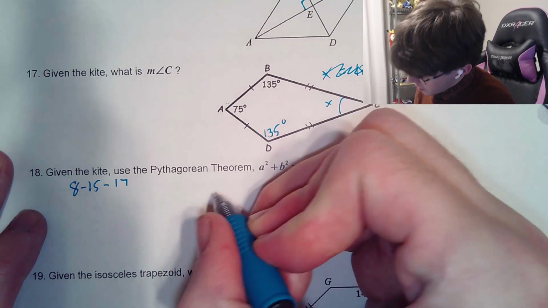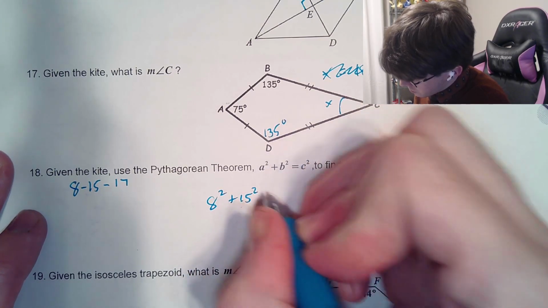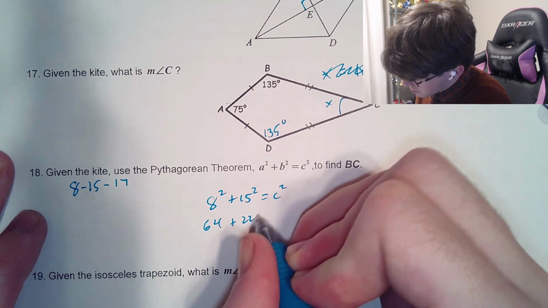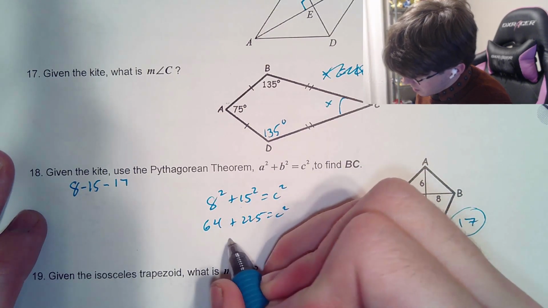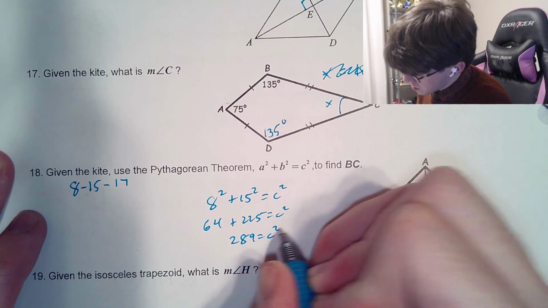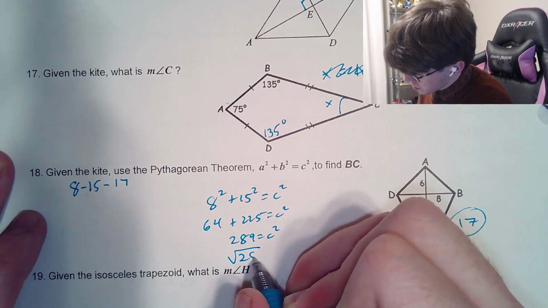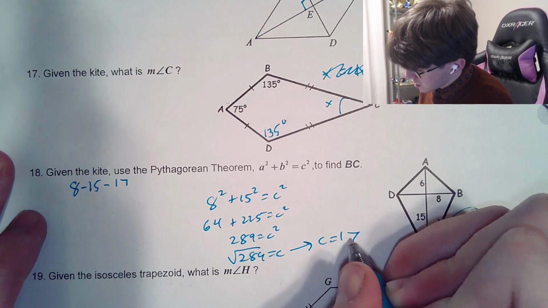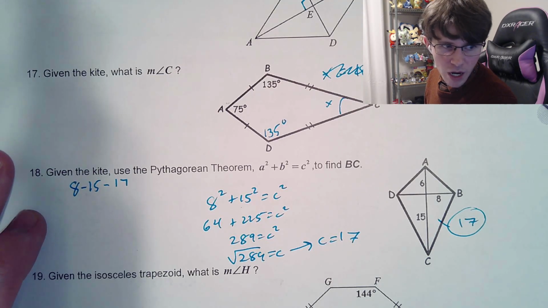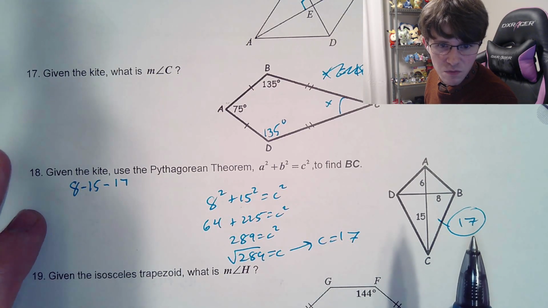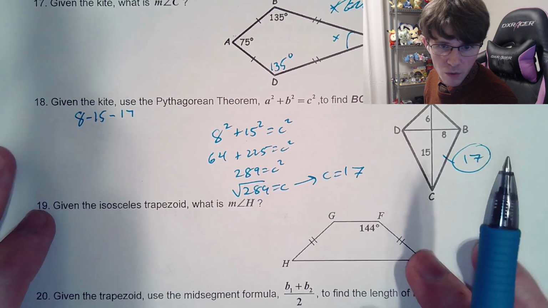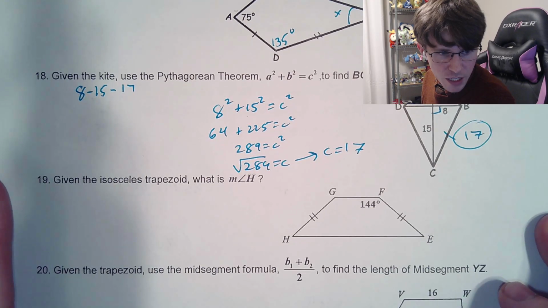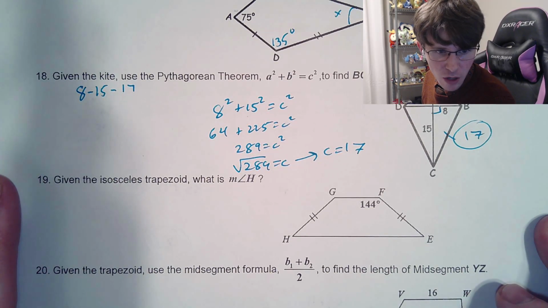But if you could not remember that, we know that 8 squared plus 15 squared has to equal c squared, and therefore 64 plus 225 is equal to c squared. 289 is equal to c squared, and then you can square root 289 to get c, and therefore c is equal to 17. That's another way of doing it, but I really think memorizing 8, 15, 17 is beneficial to you in the long run. And again, it's a kite, so right angle.